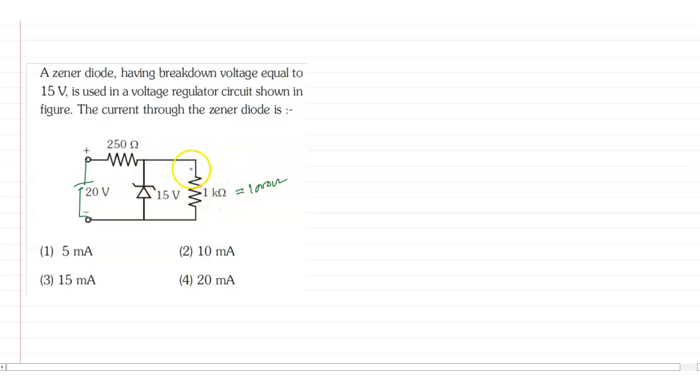So first I have to calculate the current through the 1 kilo ohm. The voltage across the 1 kilo ohm is 15 volt because a 15 volt Zener is used. So the load current, suppose this is RL, IL will be 15 volt by 1000 ohm, that is 15 by 1000 ampere.